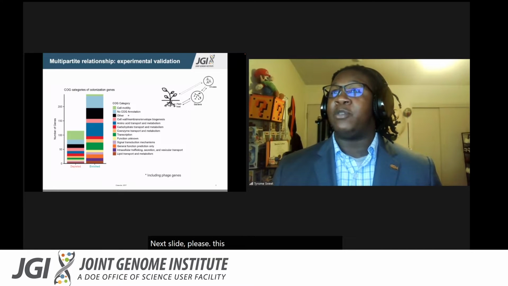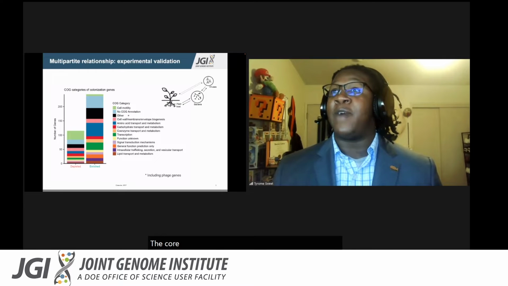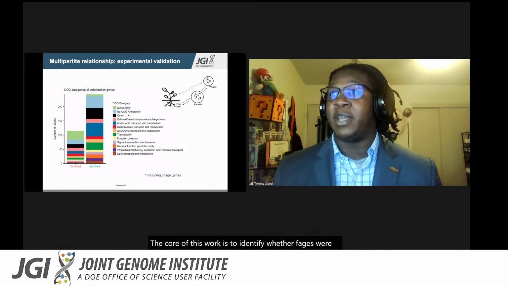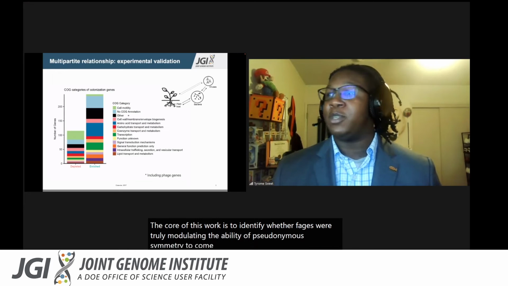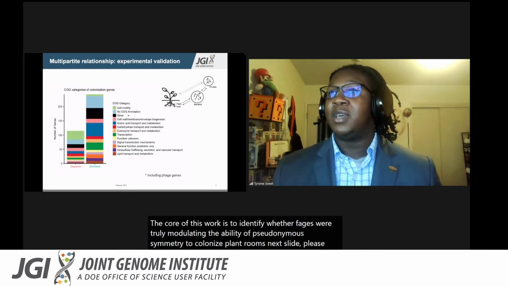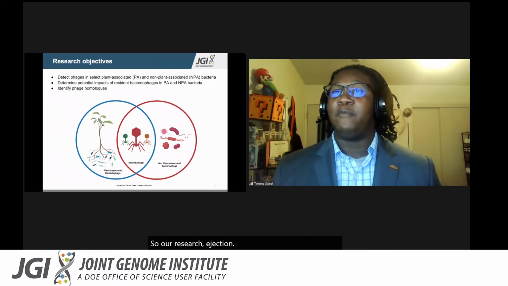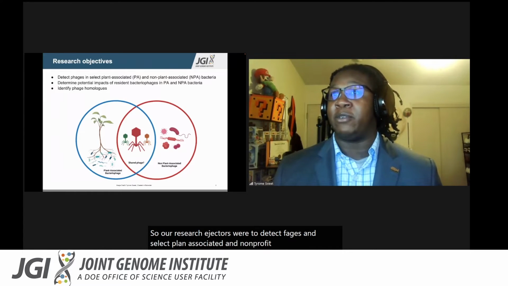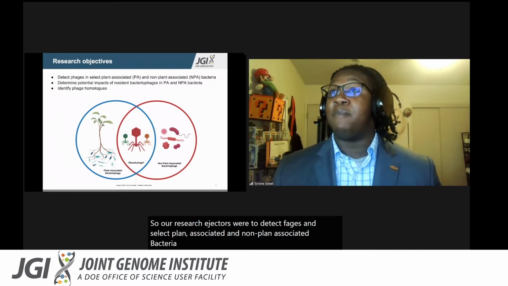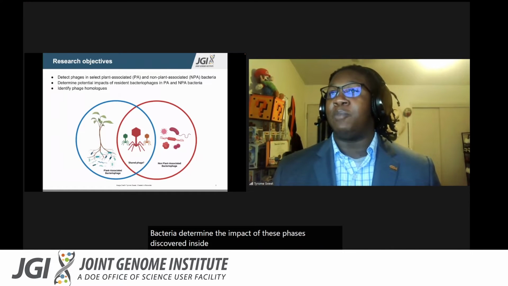This shows that there may be a connection between the plant, bacteria, and phages. The core of this work is to identify whether phages were truly modulating the ability of Pseudomonas simiae to colonize plant roots. So our research objectives were to detect phages and select plant-associated and non-plant-associated bacteria, determine the impact of these phages discovered, and to identify phage homologs.